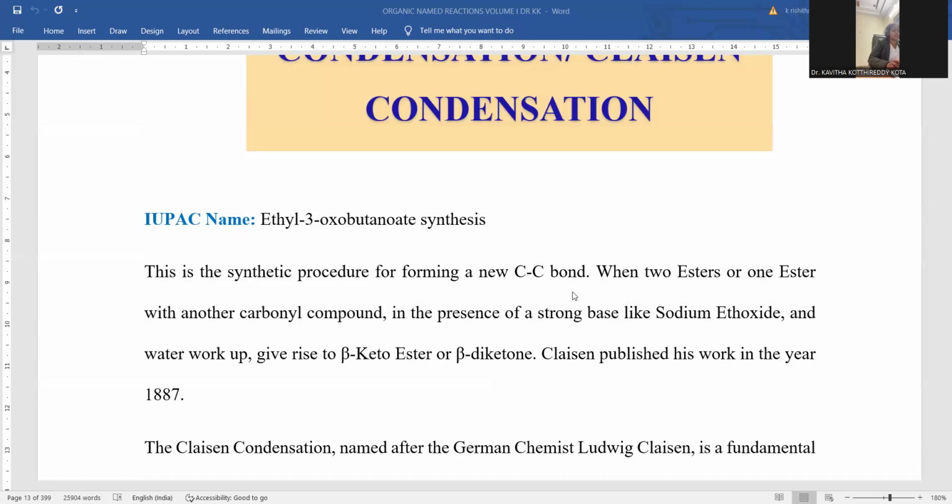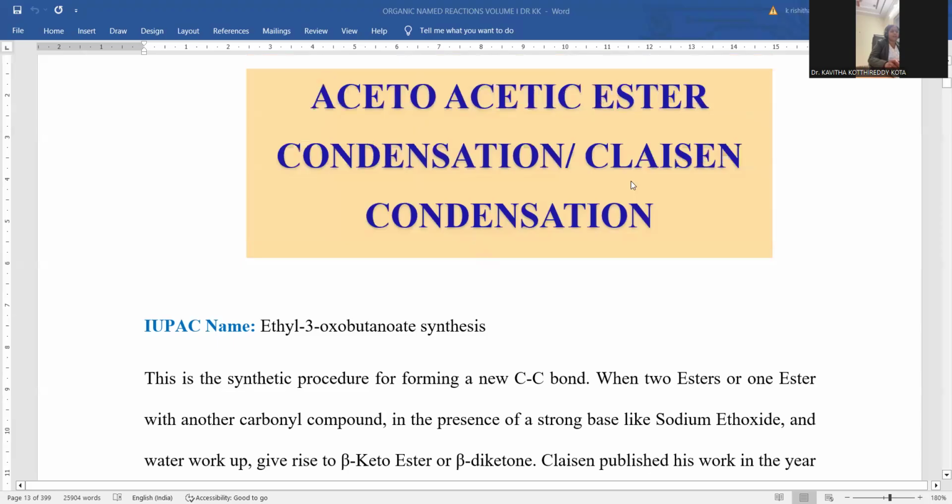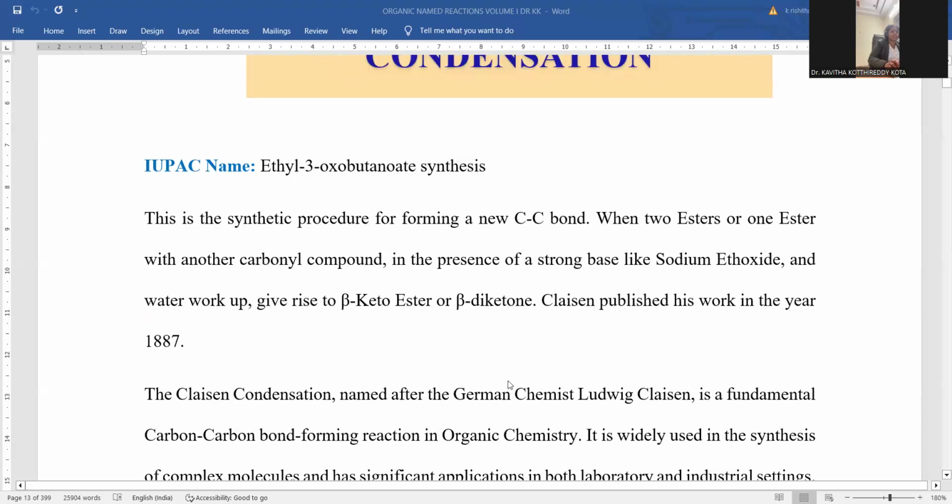This is the synthetic procedure for new carbon-carbon bond generation. Carbon-carbon bond formation takes place in this procedure when two esters, or one ester with another carbonyl compound, are treated in the presence of a strong base like sodium ethoxide. Sodium ethoxide is able to condense the two kinds of compounds, either two esters or an ester and a carbonyl compound, together. And after workup, a beta keto ester or beta diketone will be the final product of this named reaction called Claisen condensation.